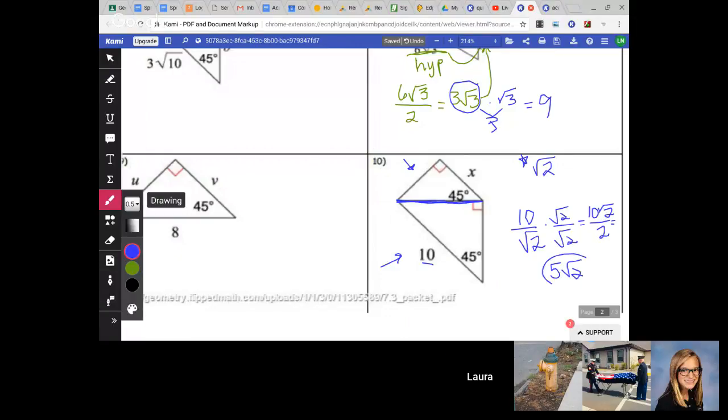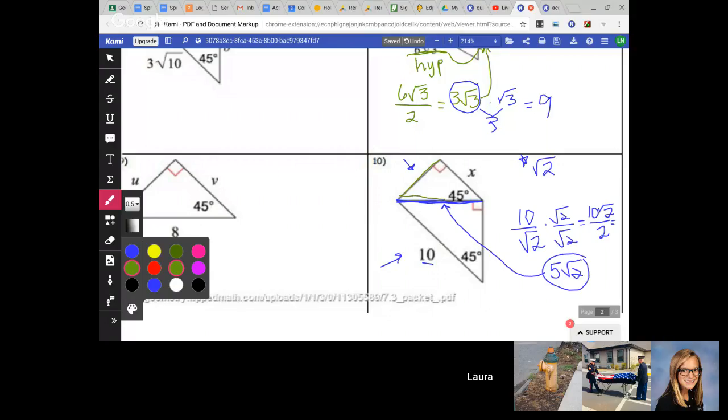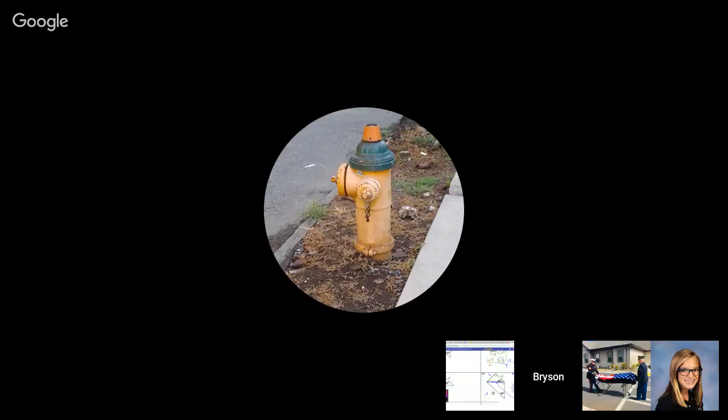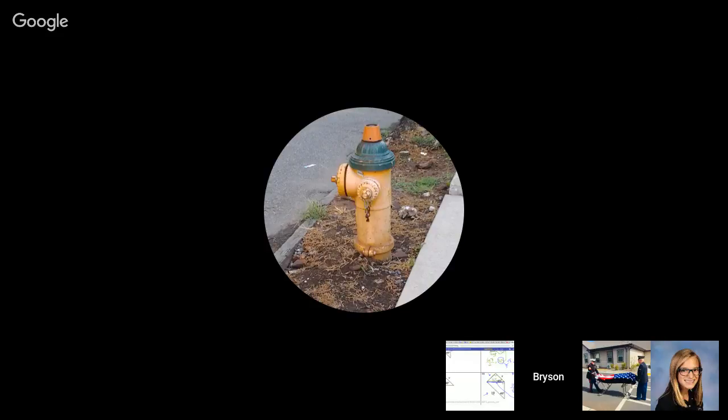I think every year I have somebody stop there because they think, oh, I did a lot of work, I'm done. But remember, that is this side we were finding. So now you need to find x. From the top triangle, is x a leg or a hypotenuse? A leg. So we're trying to find a leg, and we just found the hypotenuse of that top triangle. If you know the hypotenuse, how do you find the leg? Divide. By? Root 2.